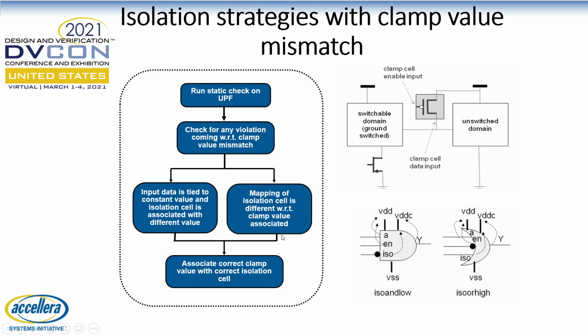So here also we ran the low power static checks and checked for any violation with respect to clamp value mismatch. So in either of the cases, like when my data value was tied to a constant and the isolation cell was associated with a different clamp value compared to the input tied constant value, or if the mapping of the isolation cell was different with respect to the clamp value associated, we corrected both the errors and then associated the correct isolation cell with the correct clamp value.